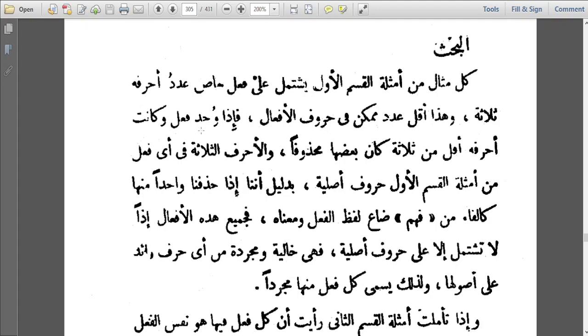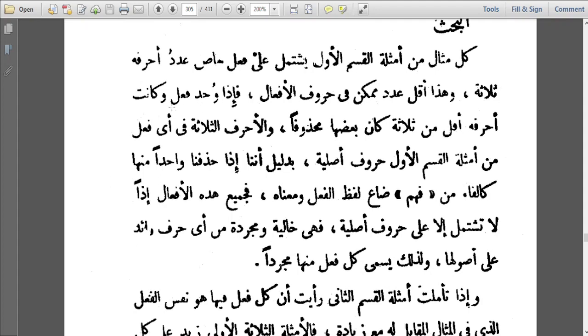It says فإذا وجد فعل وكانت أحرفه أقل من 3 كان بعضها محذوفا. If you find a verb that is less than 3 letters, then some of the letters have been deleted. Like when you see kul. Kul is a fi'l amr. It was originally qala, but because of the illa, it is a fi'l ajwaf, and we are creating amr, so the middle letter went off. But originally it is 3 letters.